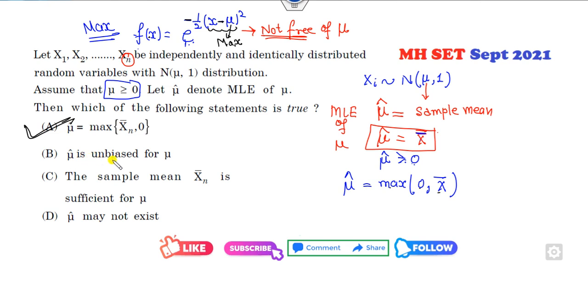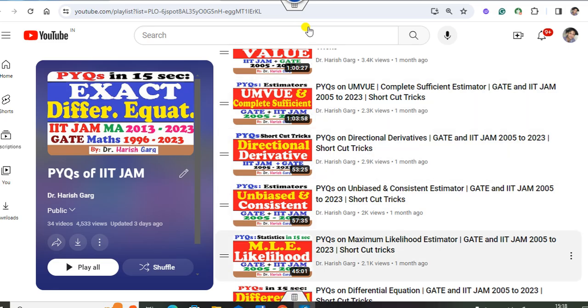Mu cap is the unbiased estimator. This is not always, because if the maximum value is 0, then it is not unbiased. But he said it's unbiased. Sample mean is the sufficient, that is not a sufficient, does not exist, that is also wrong. How can you check for sufficiency? You must watch my lecture on the sufficient estimator.